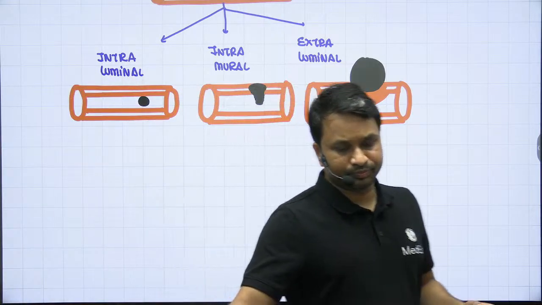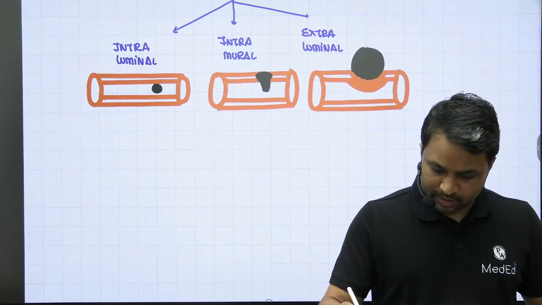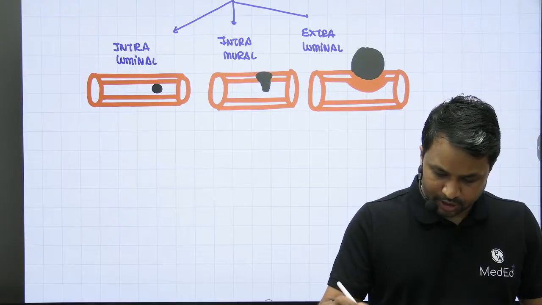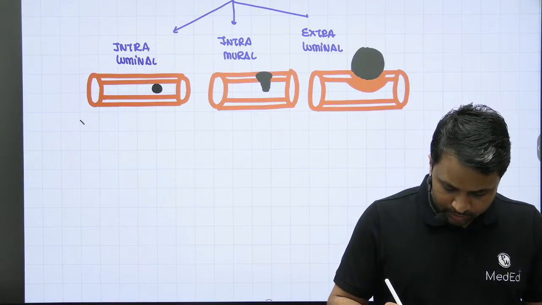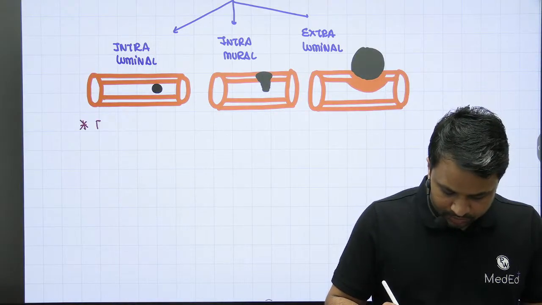Okay? Now what are the causes that will result in an intraluminal obstruction? Number one is your fecal impaction.